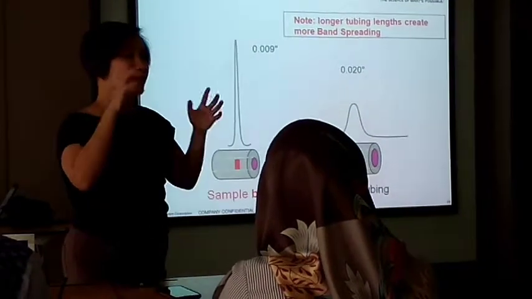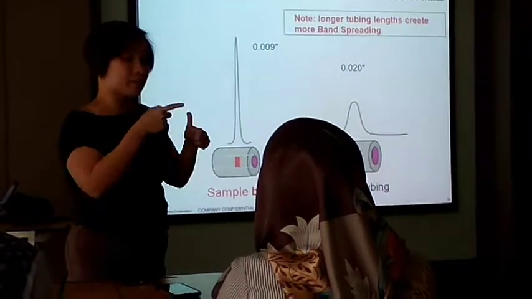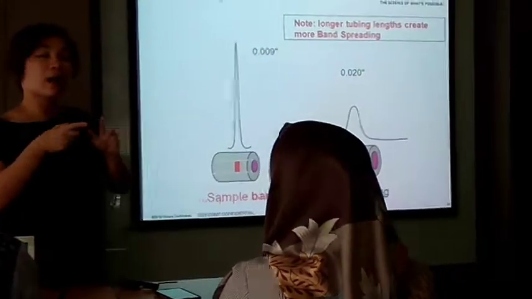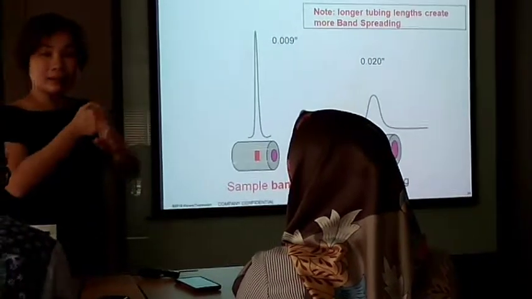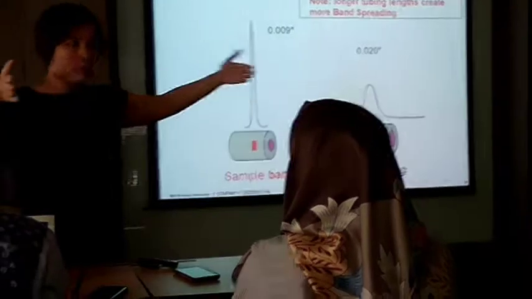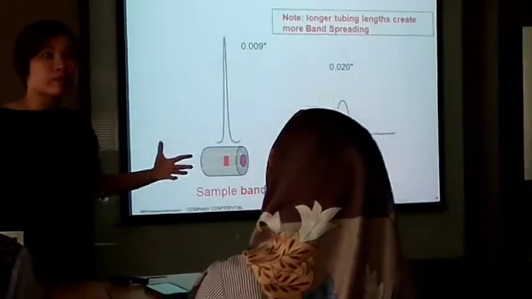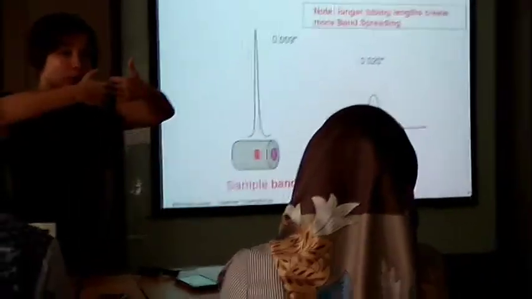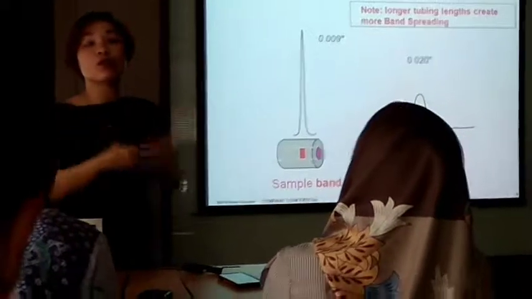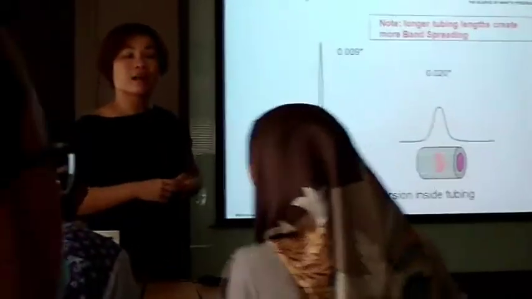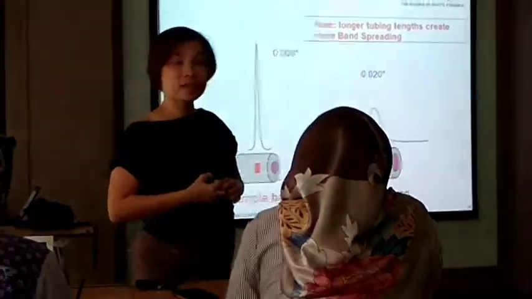So that's why when you replace a tubing, always remember it must be the same color, the same ID, and the same length. Because with longer tubing, the band spread volume is also bigger. So you will also have diffusion of the peak. Any questions here?